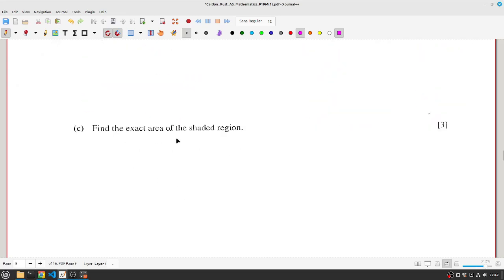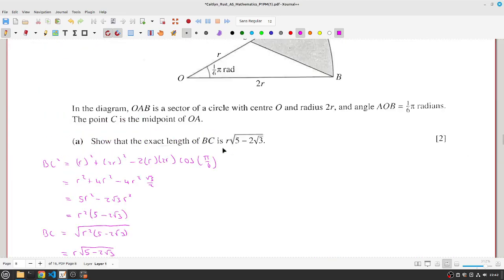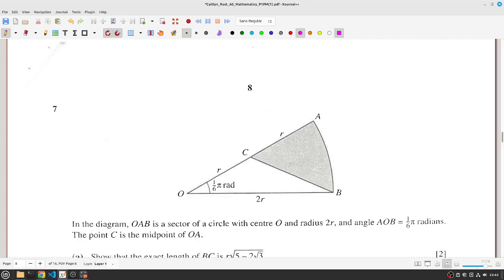Okay, find the exact area of the shaded region. So again, let's do that up top here, and then just copy it down. So the area of the shaded region, so this part here, that area, what I would do here, I would say it's the area of the sector, the whole sector OAB. And then we're going to subtract from that the area of the triangle OBC. And what's left then will be the shaded area. So area of the full sector minus the area of this triangle will leave us with this shaded area.